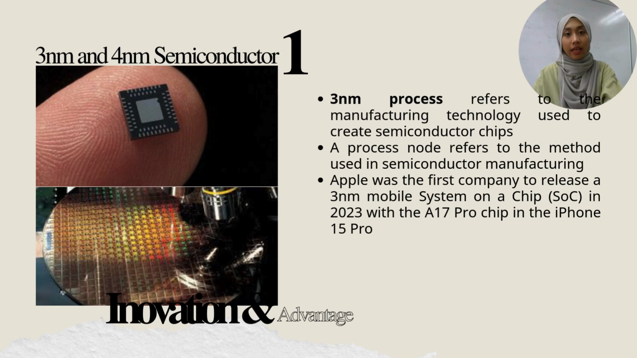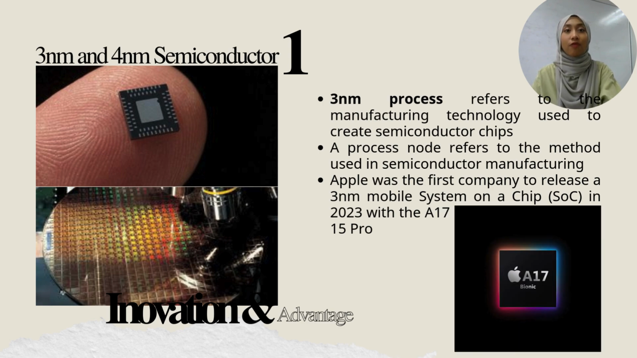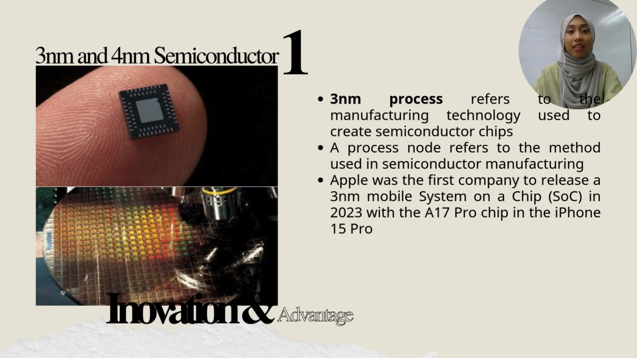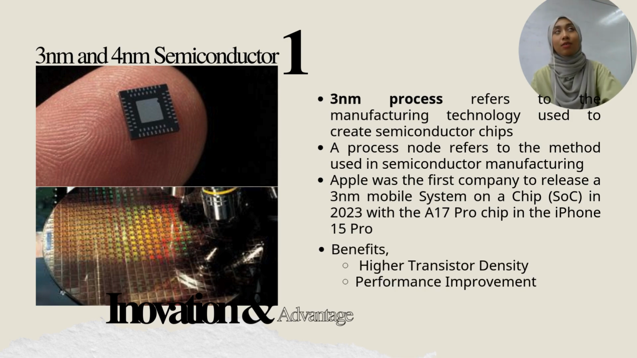So actually, Apple was the first company to release a 3 nanometer mobile system on a chip in 2023 with the A17 Pro chip in the iPhone 15 Pro. Now, just a year later, Apple is launching a second generation 3 nanometer chip, the A18 and A18 Pro. First benefit is to increase transistor density. The 3 nanometer process technology allows semiconductor devices to fit more transistors into the same space compared to the 5 nanometer chips. Higher transistor density plays a key role in boosting a chip's overall performance.